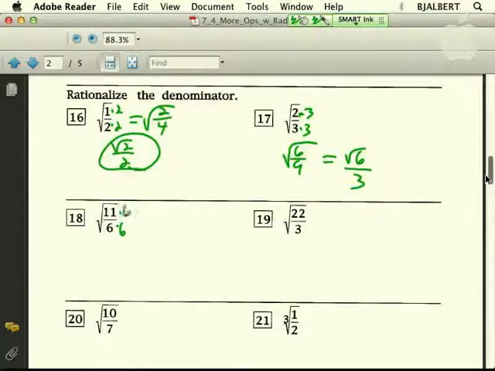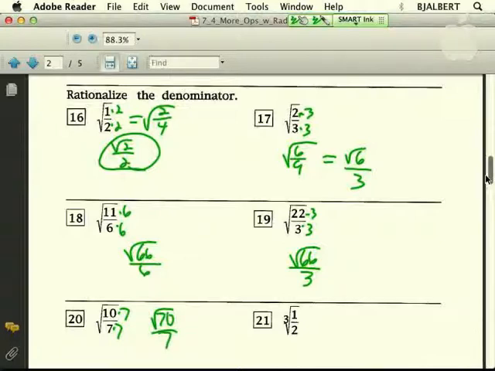This one, multiply top and bottom by 6, so you're going to get the square root of 66 over 6. And this one, top and bottom by 3, so you're going to get the square root of 66 over 3. This one, top and bottom by 7, so the square root is 70 over 7. And this one, you're going to multiply top and bottom by 4. So you're going to get the cube root of 4 over 2. This one here is cube root of 4 over 8. So the cube root of 8 is 2.